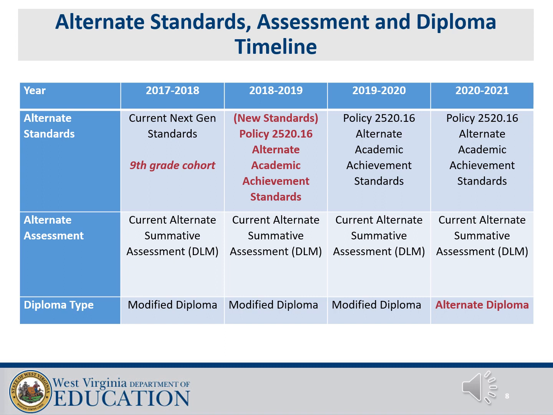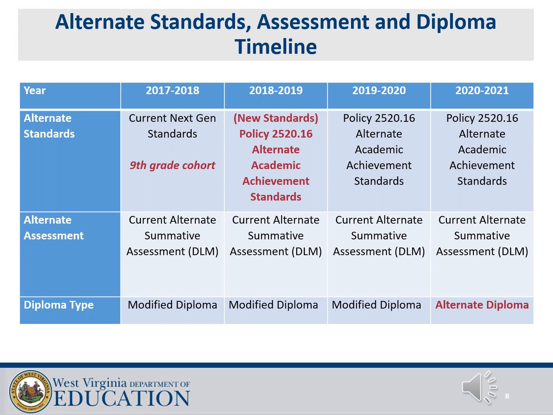If you jump across to the year 2020-21 and down to the diploma type, that ninth grade cohort will be the first cohort that has the opportunity to graduate with an alternate diploma. Now, ESSA set some criteria in place that we're going to look very, very closely at in just a minute.